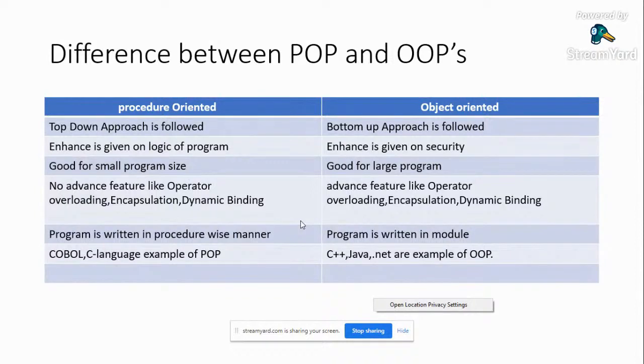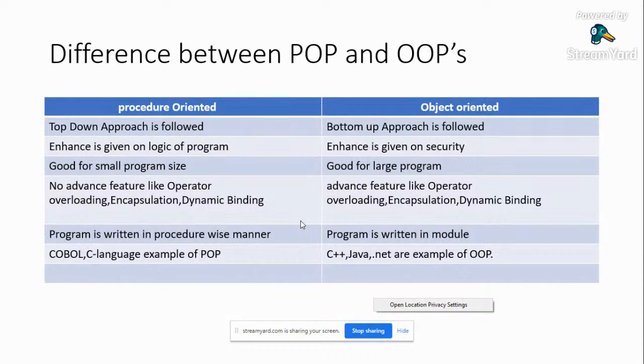So in case of object oriented programming language, the emphasis is given on security, while in case of procedure oriented programming language, in the earlier days of computer science or computer development, there was no such security concern. Execution or the logic was important at that time, just to calculate simple interest or to calculate profit or loss. So at that time, the emphasis was only on the logic of the program.